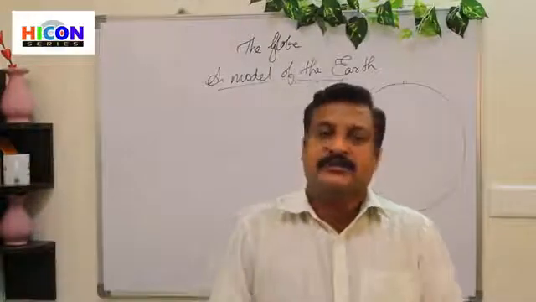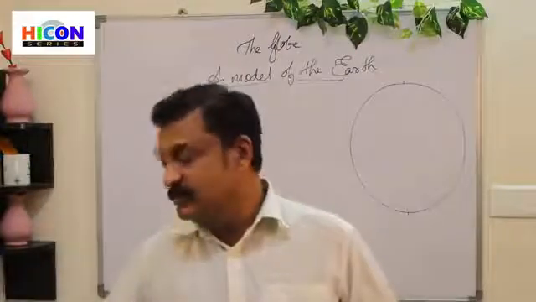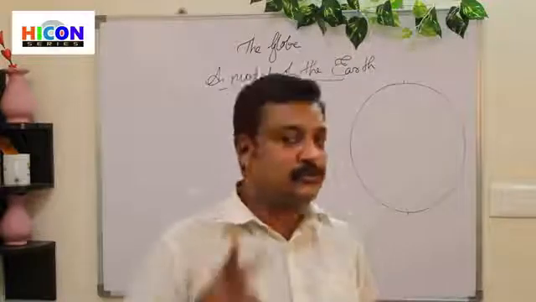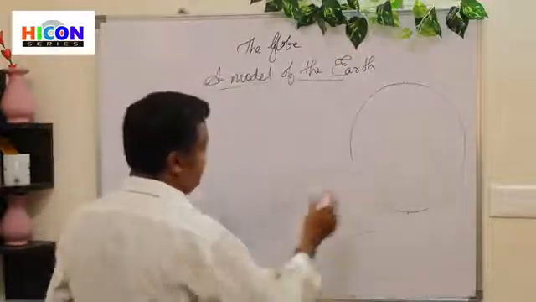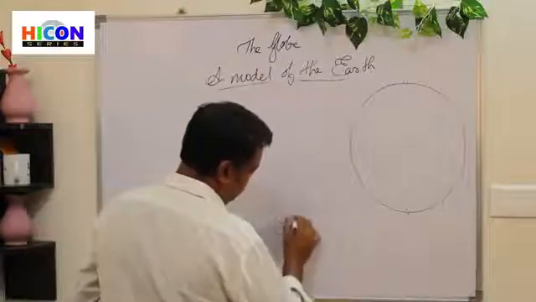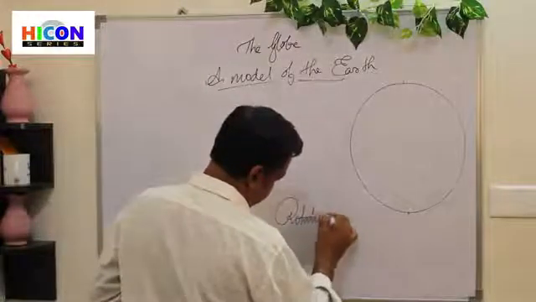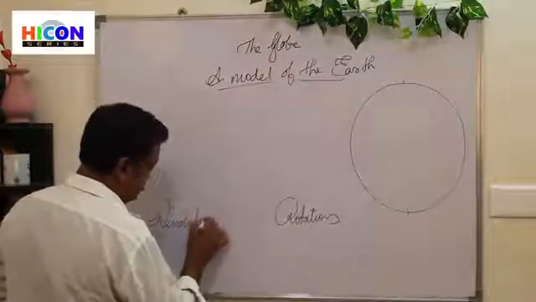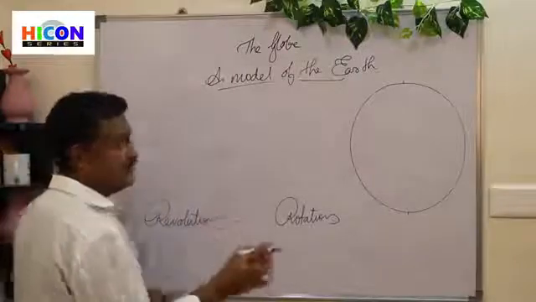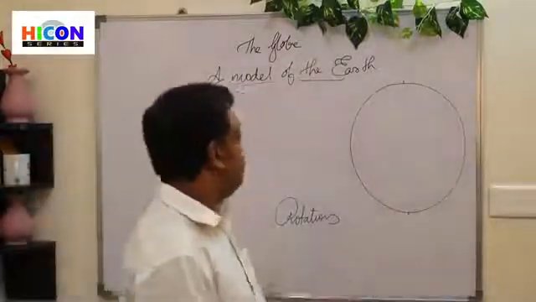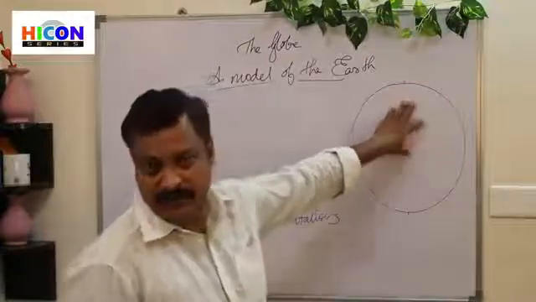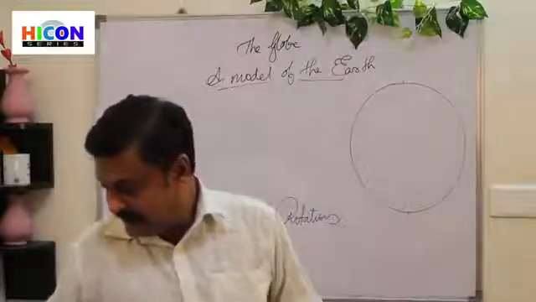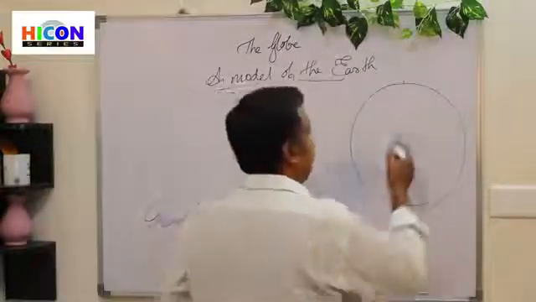So in this part, we are going to learn about the different movements of the earth. Earth as a planet has got two types of movements. First is called rotation, and the second is called revolution. We will see them one by one. As we saw, this is a model of the earth, and there is a north pole and a south pole, and there is an imaginary axis.